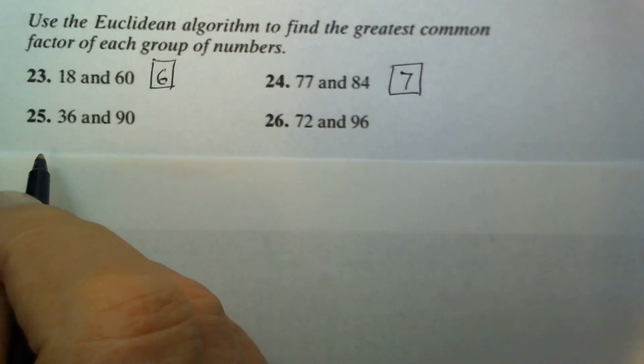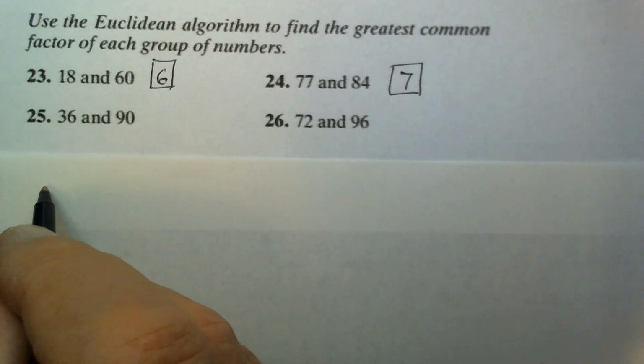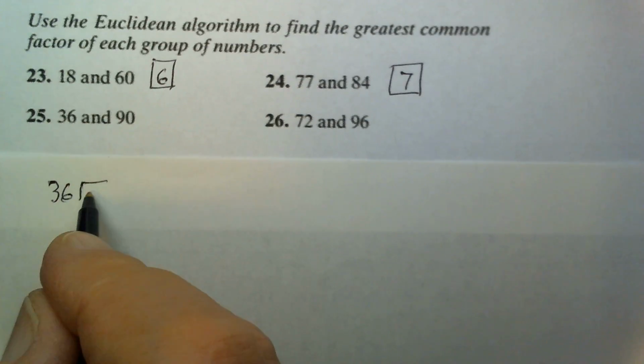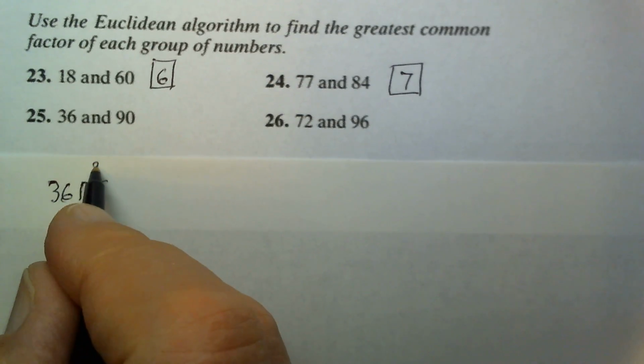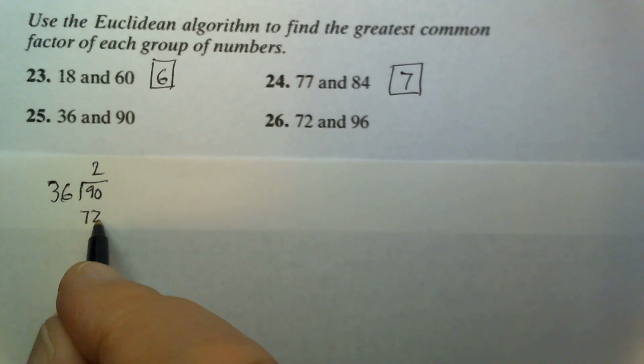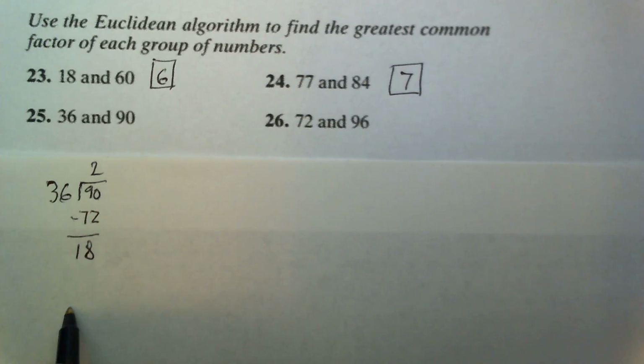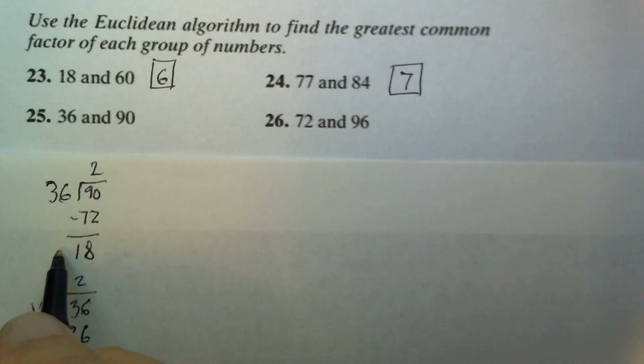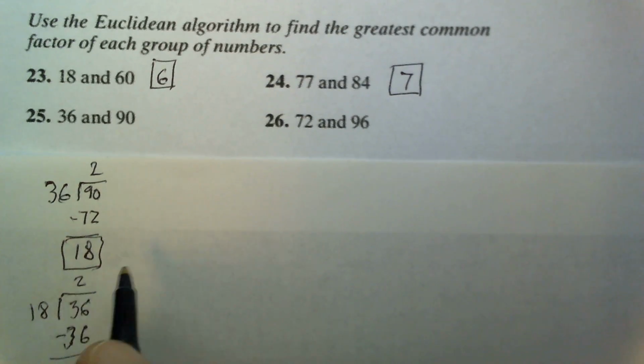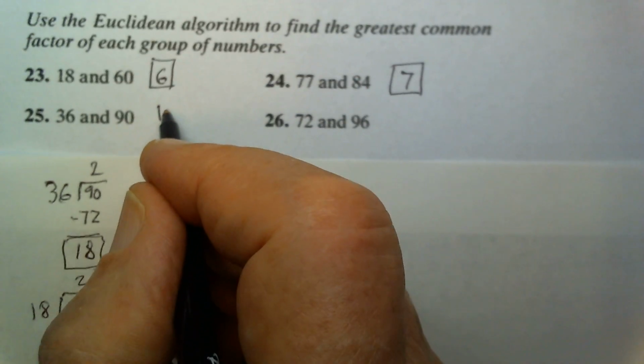For number 25, we divide 36 into 90. So 36 divided into 90 is equal to 2, and 2 times 36 is 72. We subtract, so the remainder is 18. So we take our 36 divided by 18, the remainder. That's equal to 2. 2 times 18 is 36. We subtract, and the remainder is 0. So therefore, 18 is our greatest common factor here. 18.